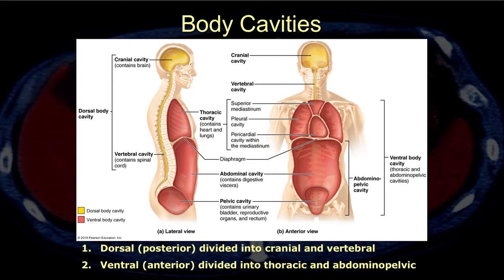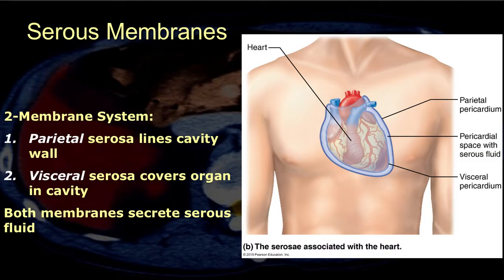Next, membranes. So all of these body cavities are covered with serous membranes. Okay, serous membranes are a 2-layer membrane system. Okay, so 2 layers right on top of each other. The 2 layers have their own names. So there is a parietal serosa and a visceral serosa.